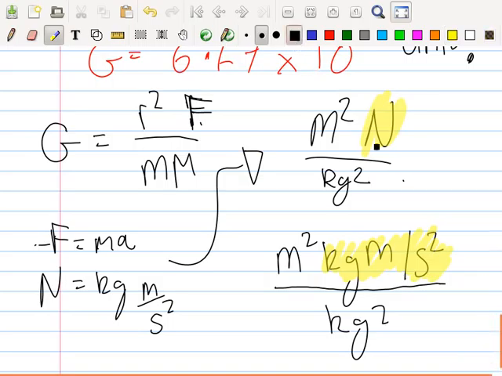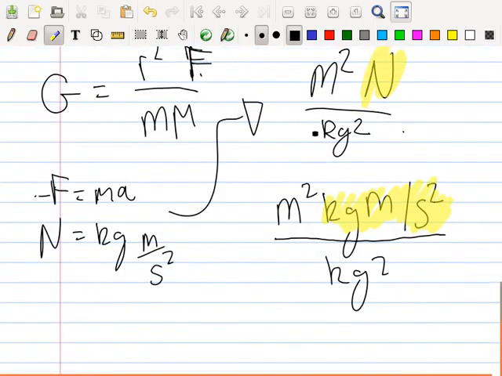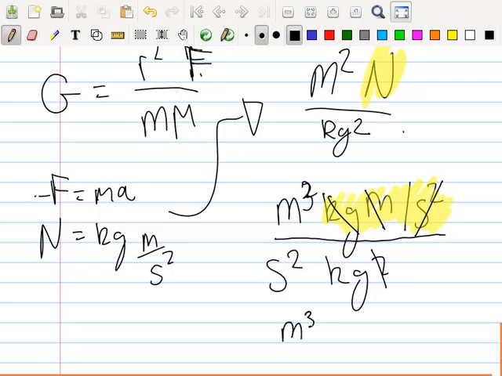So we can't leave it with N? Oh, you can. I think you just stepped out. Now let's simplify. This cancels this, and the square I can put down here. So the m multiplies this to make m cubed. So it looks like I get m cubed over s squared kilogram. So meter cubed per second squared kilogram. It's another way to write it.